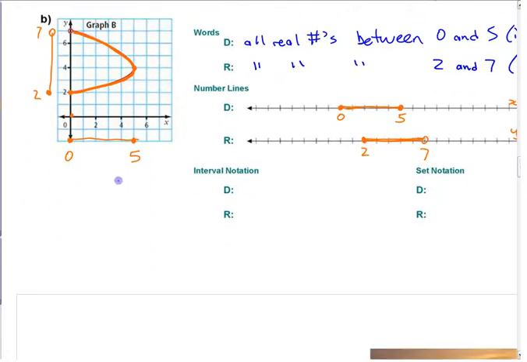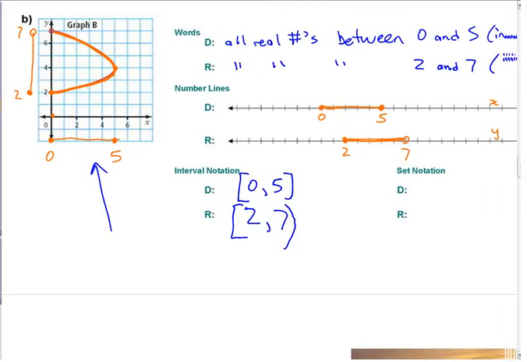The domain is the possible x values. It goes from 0 to 5. It includes both of them, so you put square brackets. Square brackets are the same as closed circles. It includes them. Okay? The range is between 2 and 7. It includes 2, so you put a square bracket. It doesn't include 7, so you put a round bracket.